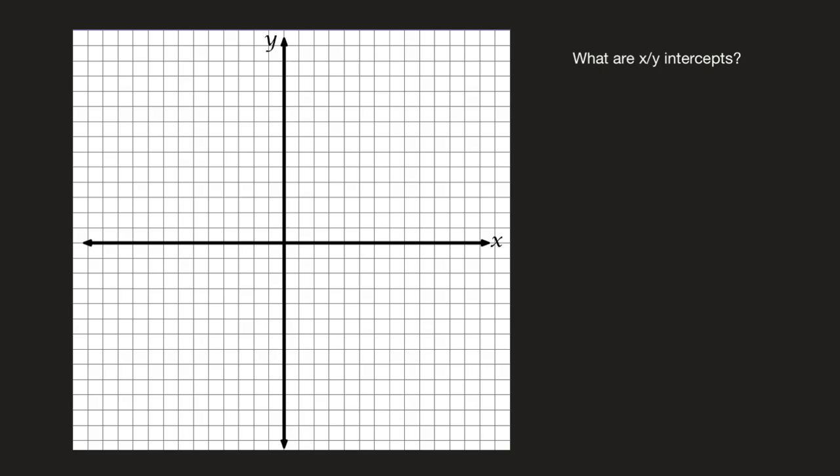Remember that in order to graph a line, we need a minimum of 2 points, okay? 2 points make a line. Well, if we know where the line is going to cross the x-axis and the y-axis, that should provide 2 points for us, okay? Now, let me ask you this.